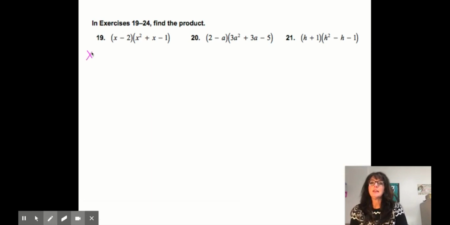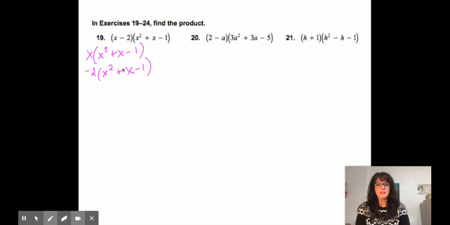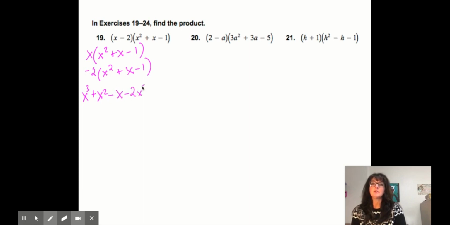So I know that I have to take x times x squared plus x minus 1, and I have to take negative 2 times x squared plus x minus 1. It's a lot like what we did in the first examples, but we have a trinomial, so it makes the work spread out a lot, so I sometimes stack it. So I just distribute the first one, so x times x squared is x cubed, x times x is positive x squared, and then a negative x, but then I just keep going with this one. Negative 2 times x squared is negative 2x squared. Negative 2 times x is negative 2x, and negative 2 times negative 1 is positive 2.